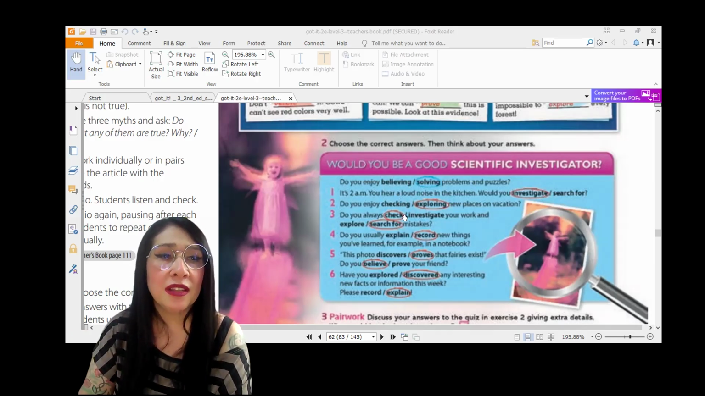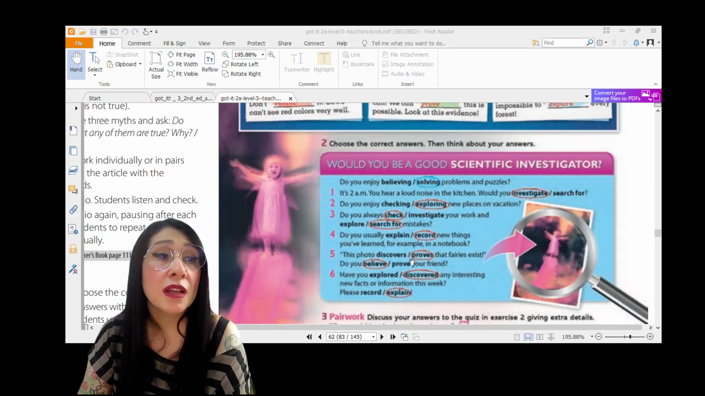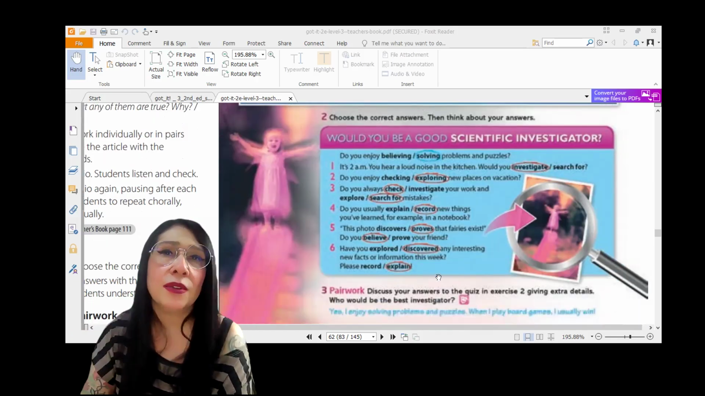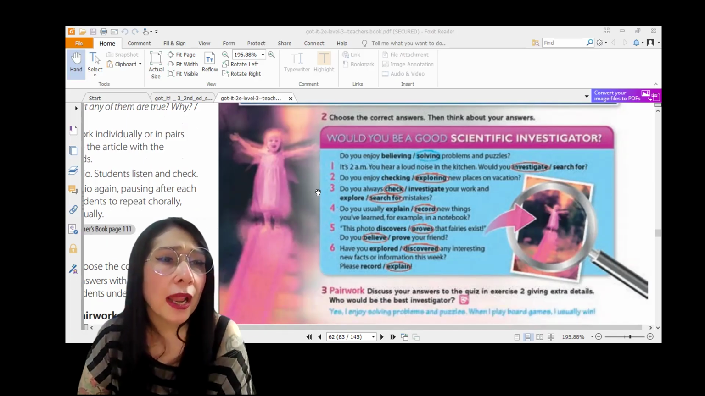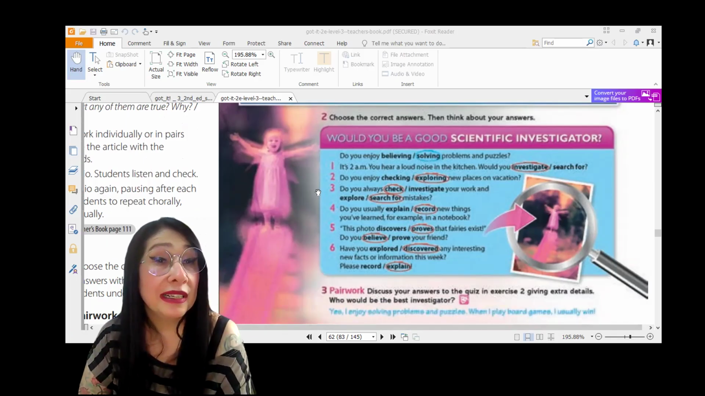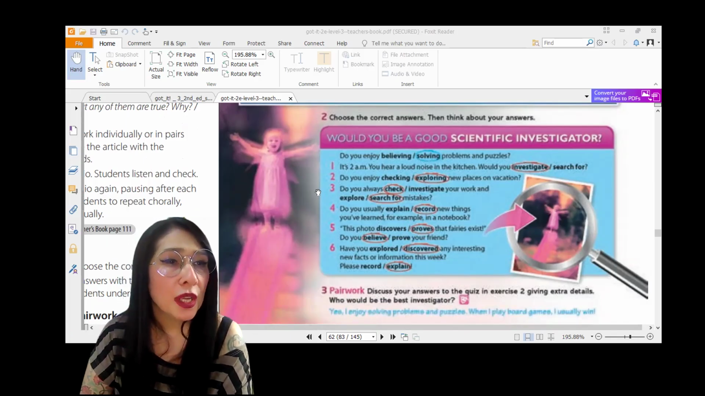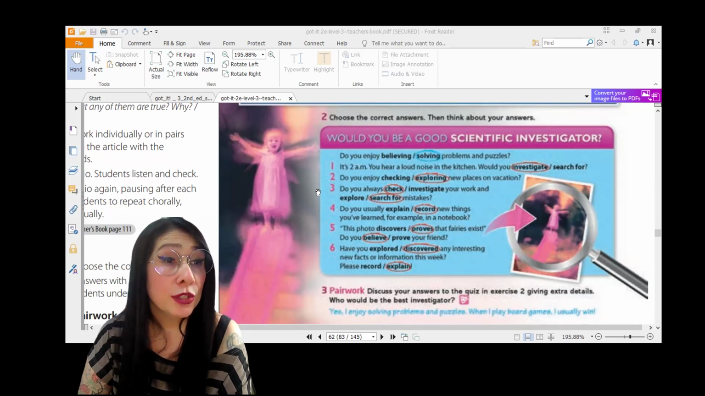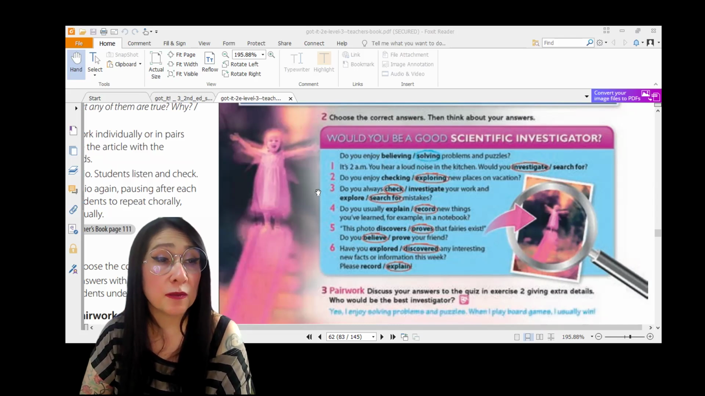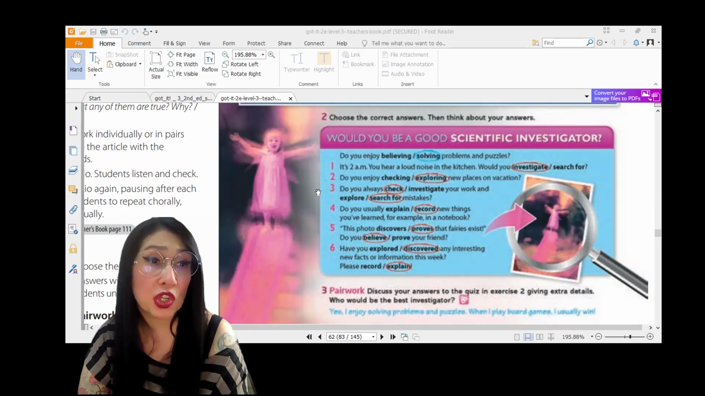I'm already showing the answers on the screen, so feel free to mark down the right verbs there. So 1 is, it's 2 a.m. You hear a loud noise in the kitchen. Would you investigate? 2, do you enjoy exploring new places on vacation? 3, do you always check your work and search for mistakes? That's quite important to do before you hand in the composition.